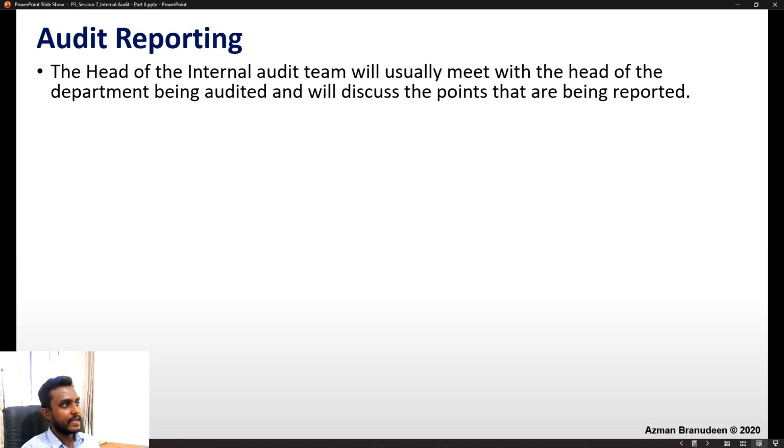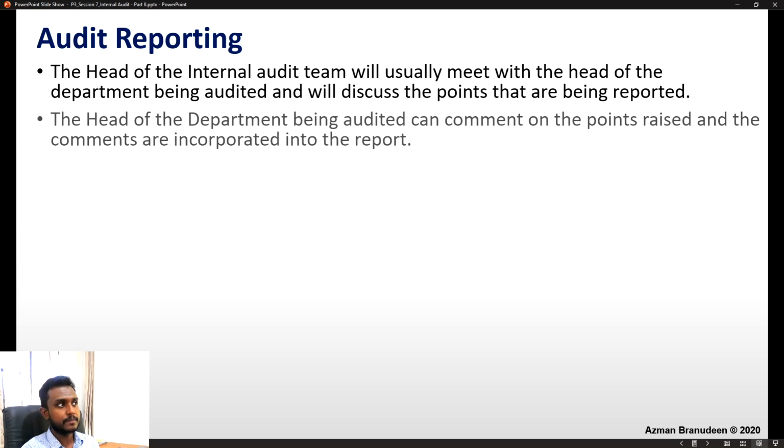So here, the head of the internal audit team will meet with the head of the department being audited and will discuss the points that are being reported. And the head of the department being audited will comment on the points raised, and the comments are incorporated into the report.